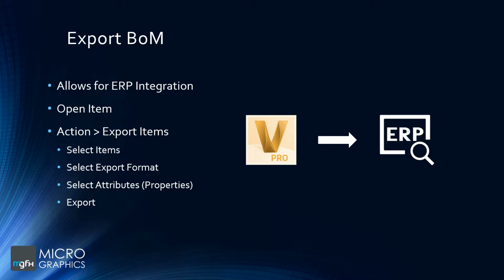You would select your attributes or your properties that you want to export, essentially your item number, your item title, description, quantity, units, revision, that sort of information. And finally, you would export that to an external file that you can then send to whoever needs that file to integrate into ERP. So just a high-level look there.